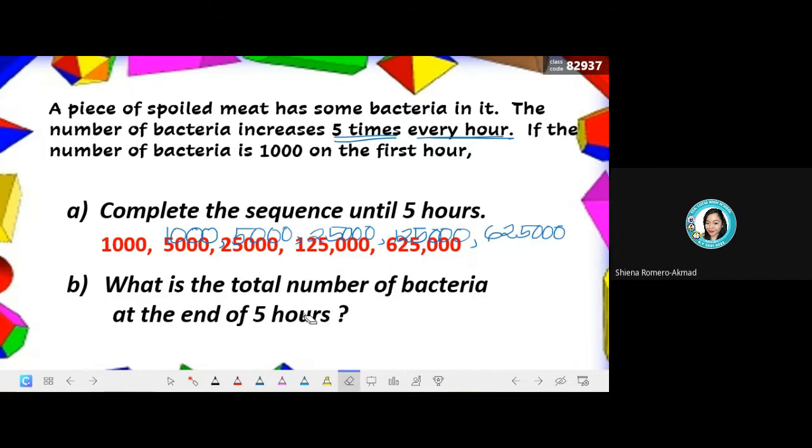Sino ba yung nag-erase? Natatakpan yata yung kamay ninyo. Sino yung nag-erase? Pwede na magsalita? Ma'am, ako po. Yes po. Ano po yung answer natin?